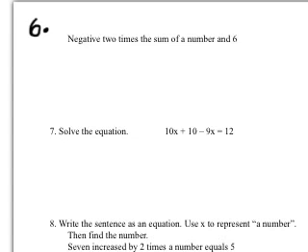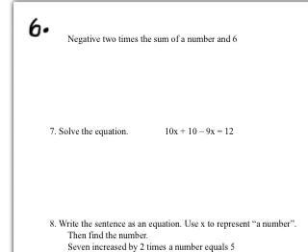Number 6. Write the phrase as a variable expression. Use x to represent a number. So we're going to translate this into numbers. Negative 2 times the sum of a number and 6.